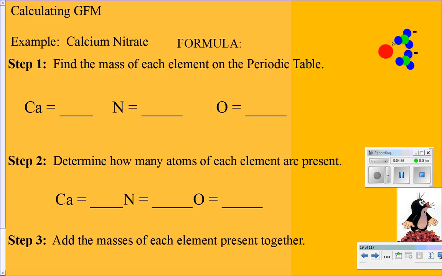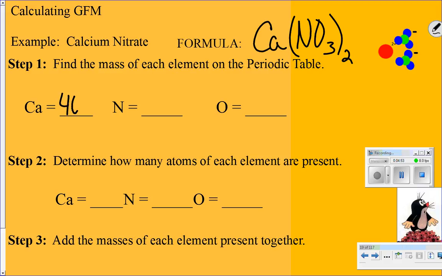Calcium nitrate has the formula Ca, that's got a +2 charge, and NO3, which has a -1 charge. So we crisscross that and get Ca(NO3)2. So calcium's mass is 40.08. Nitrogen's mass is 14.0067, and oxygen is 15.9994.